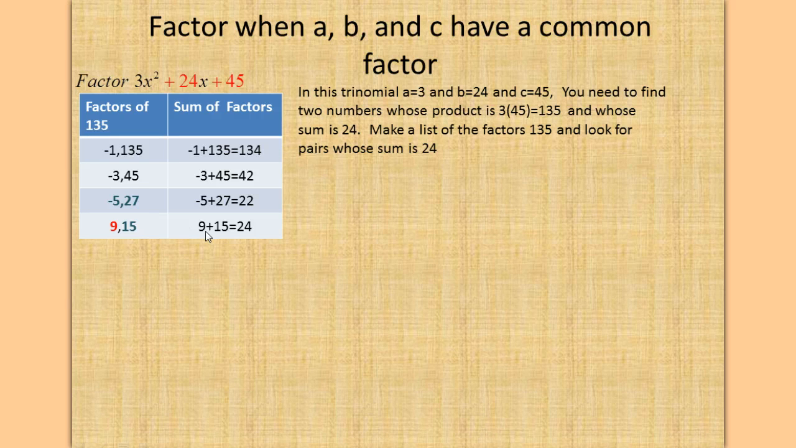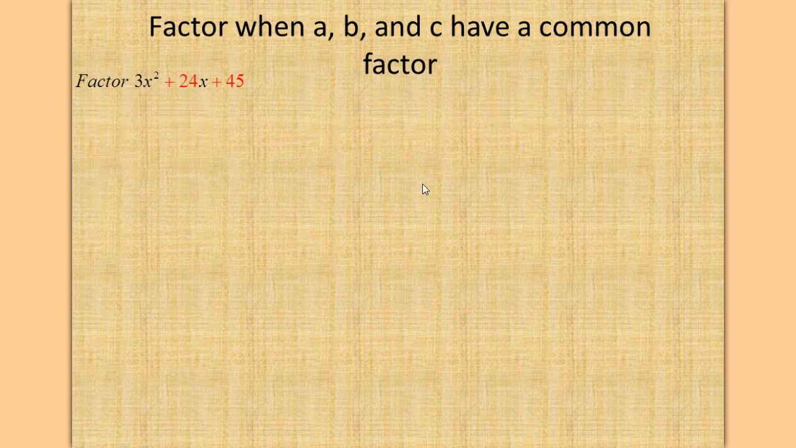So when I add these together, I get 9 plus 15 is 24, and that's what I'm looking for. Okay, so I call m equals 9 and n equals 15, and I add them together, I get 24. m times n is 135, and a times c is 135. Okay, let's continue.